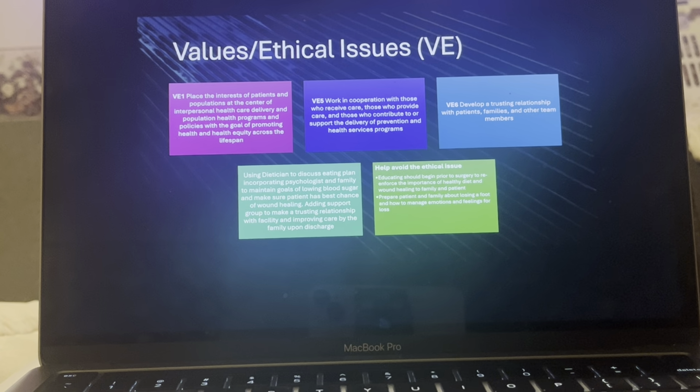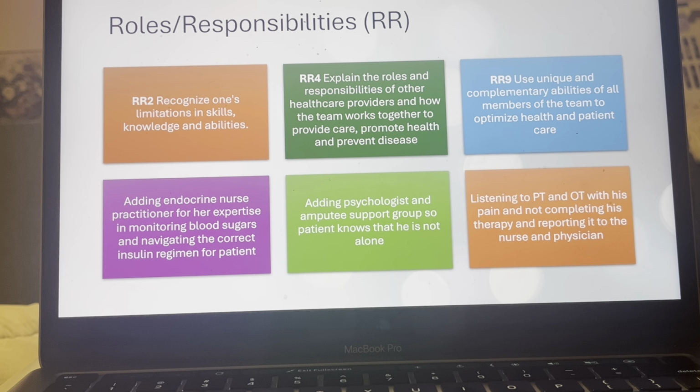Roles and responsibilities 4. Explain the roles and responsibilities of other healthcare providers and how the team works together to provide care. We added the endocrine nurse practitioner and the psychologist and the amputee support group. All these working together builds trust and makes him and his family know that he's not alone. We're using unique complementary abilities of all members to optimize the health.